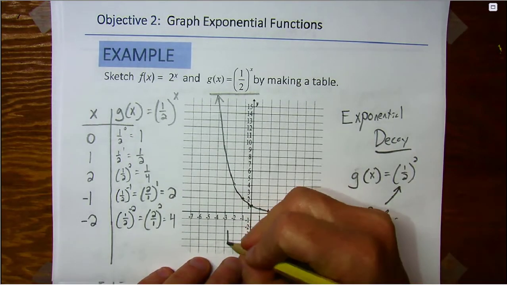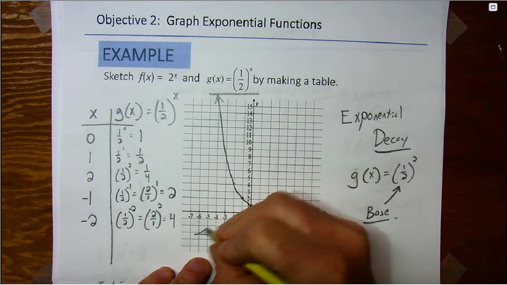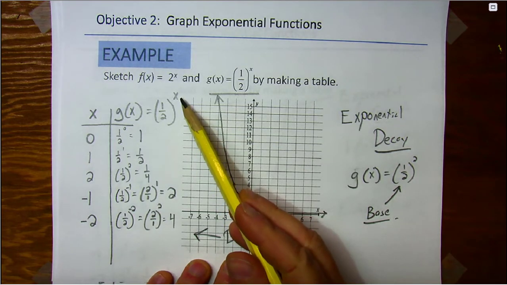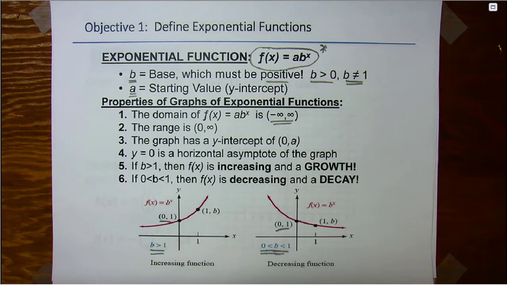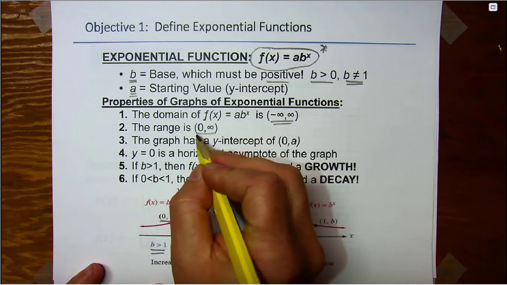And the same thing was true here. The domain reached forever to the right and forever to the left. In other words, we can plug any number we want into that exponent. Anything positive, anything negative, or even 0. The range of these types of graphs is from 0 to infinity, not including 0.